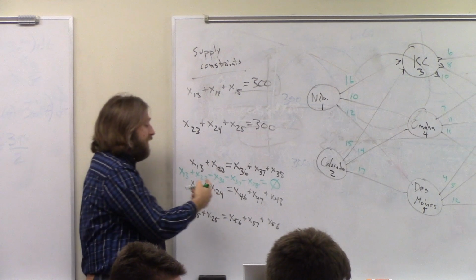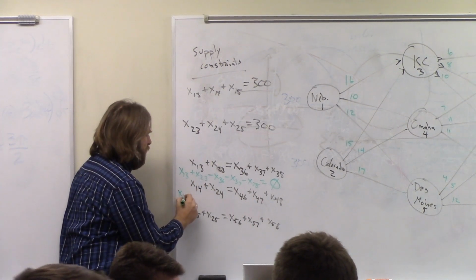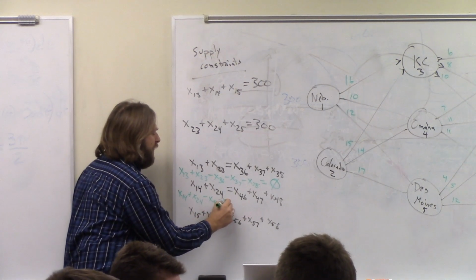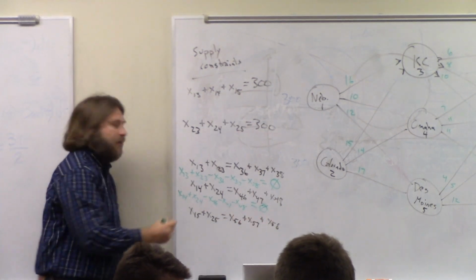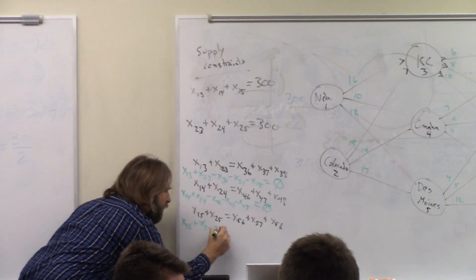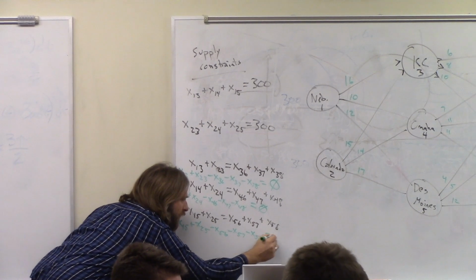Okay, and then we do the same transformation for these other two constraints. Right? We would do x14 plus x24 minus x46 minus x47 minus x48 needs to be 0, and x15 plus x25 minus x56 minus x57 minus x58 equals 0.